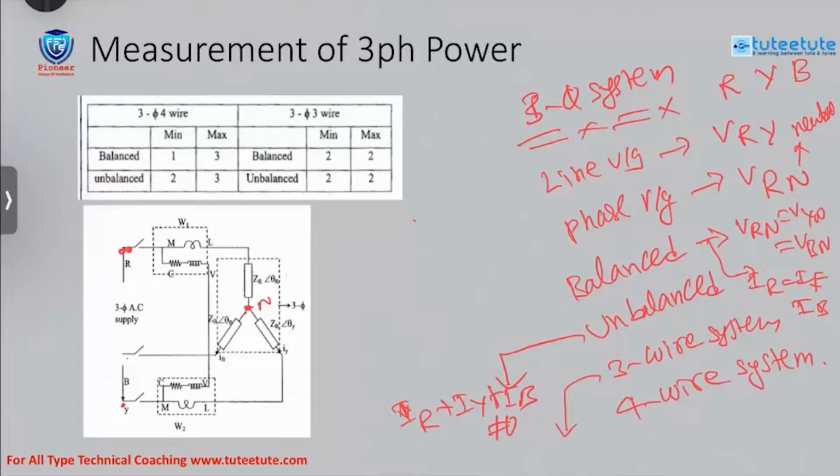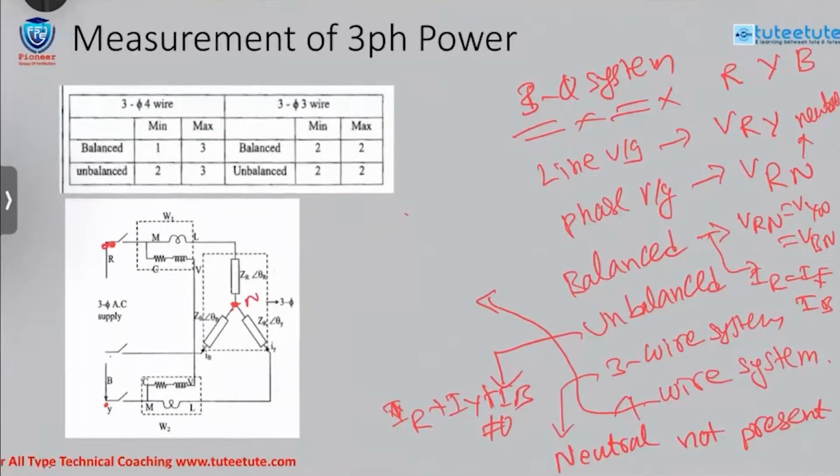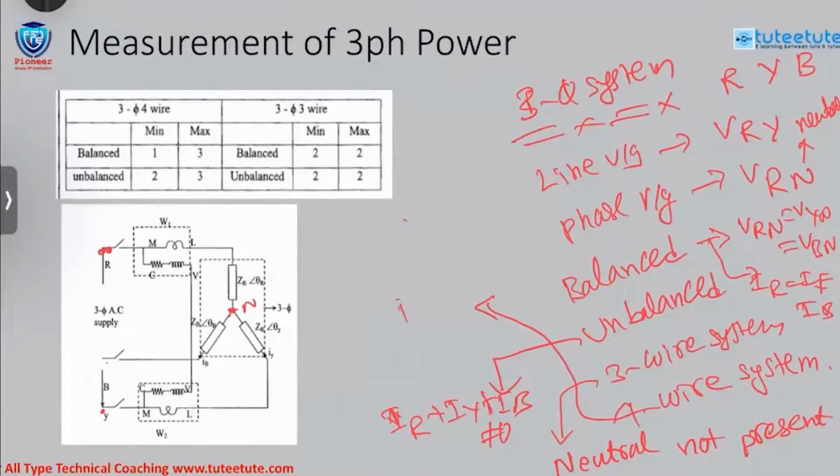Three-wire system means that if neutral is not present, then that system is called a three-wire system. Here, neutral is available. If neutral is available, that system is called a four-wire system, a three-phase four-wire system.